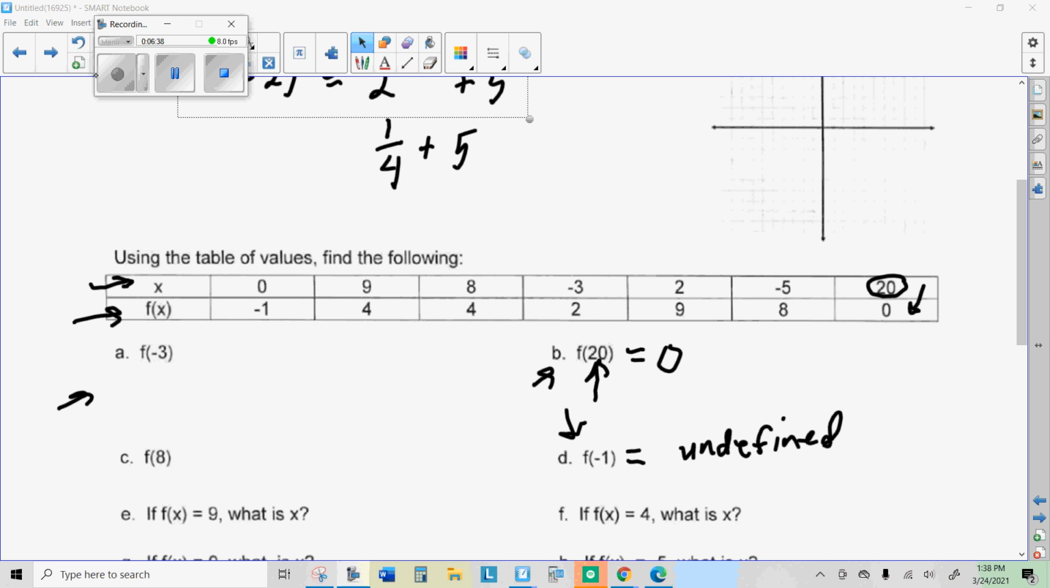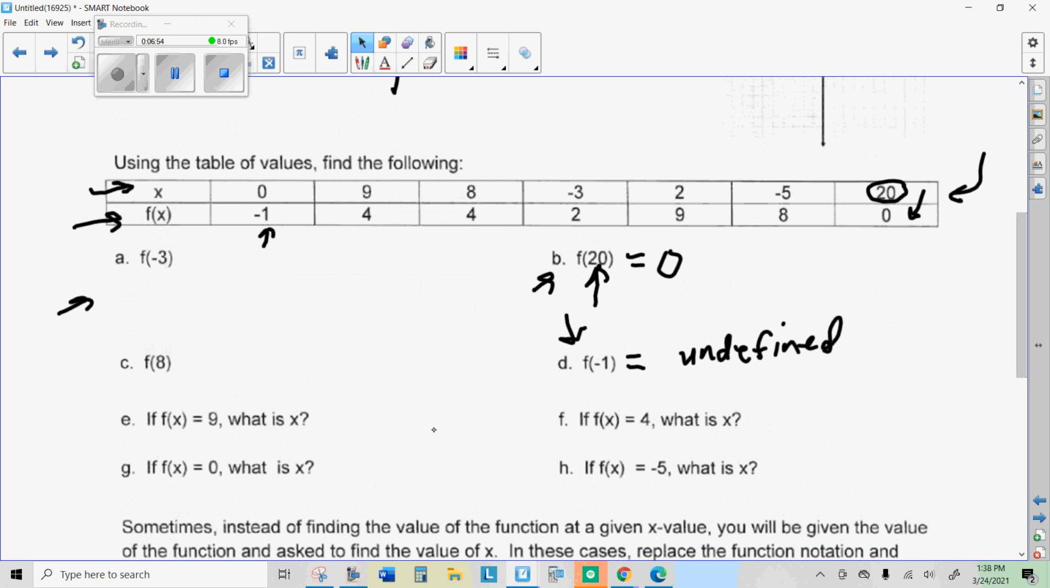You probably were wondering, what the heck? But -1 is not one of the inputs. So we do not have this function defined for -1 as an input. Do not think that it's this in here, -1 is the output. Okay. Now here we're given the output because we're told f of x equals 9.